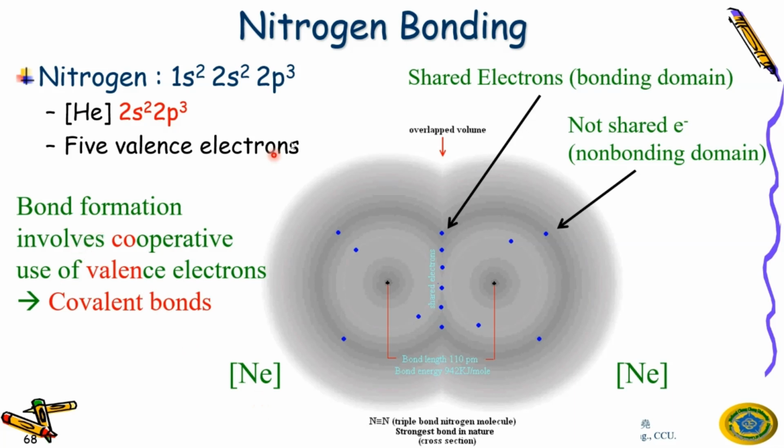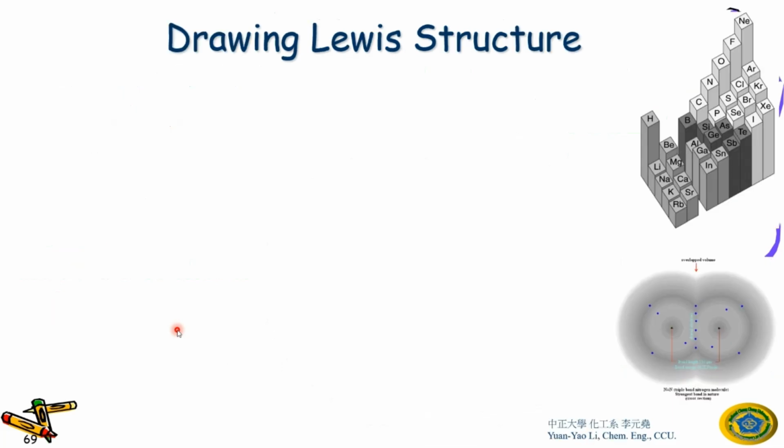Okay, so why do we call this a covalent bond? Because bond formation involves cooperative use of the valence electrons. So we use co and valent to make it covalent. This is how we describe covalent bonds. Once you know that Lewis tells us electrons have to be shared between atoms rather than transferred to each other, now you have to draw the molecules.